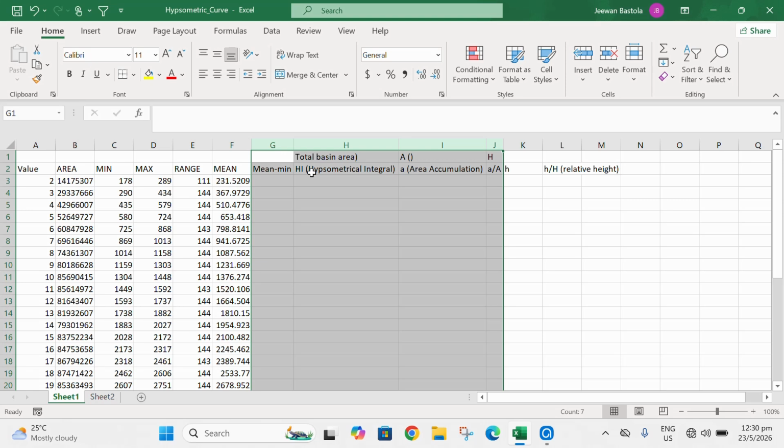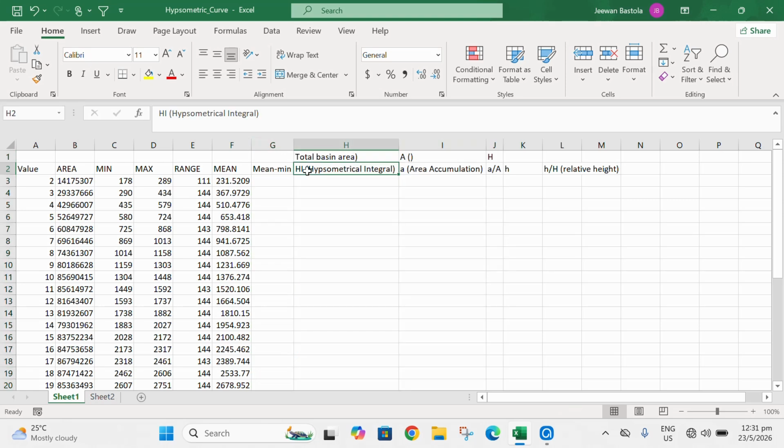This hypsometric integral is the ratio of the volume of landmass or area below a given contour line to the total volume if the landscape were a flat surface at the highest elevation. Or in simple words, it helps us see how eroded or youthful a landscape is, that is represented by HI.